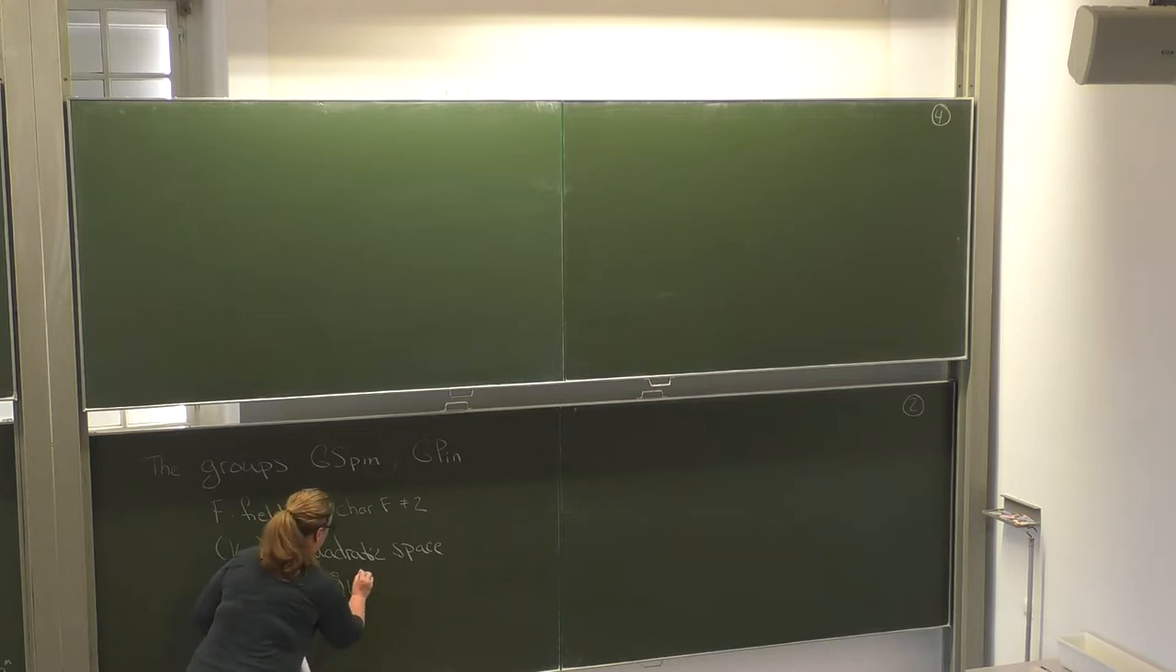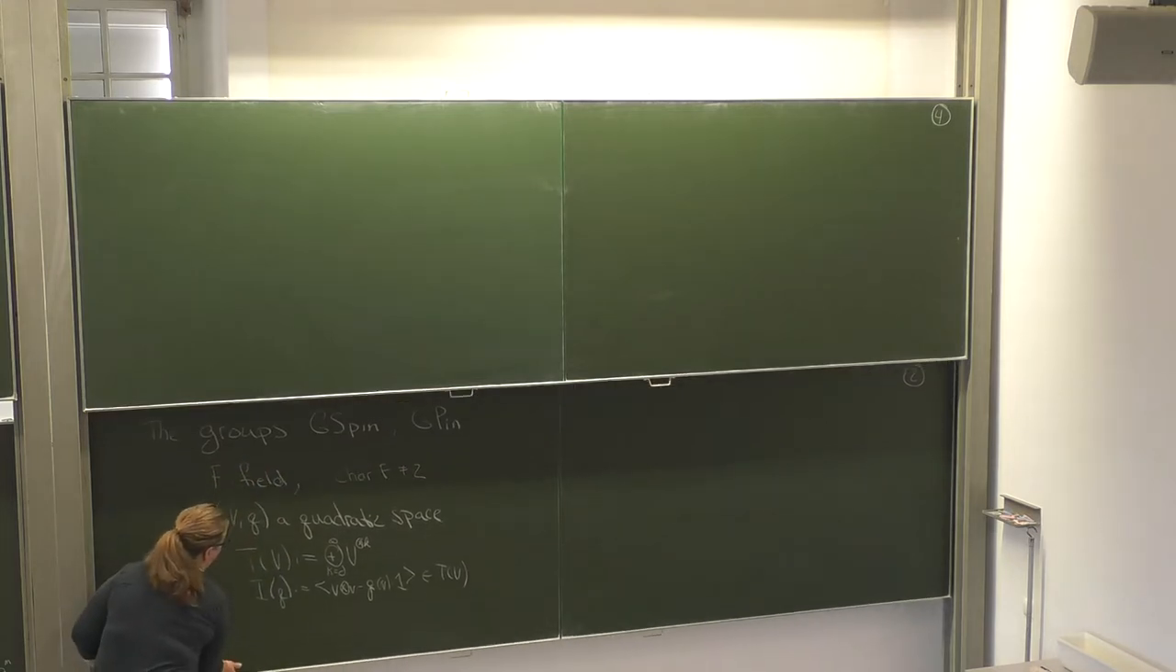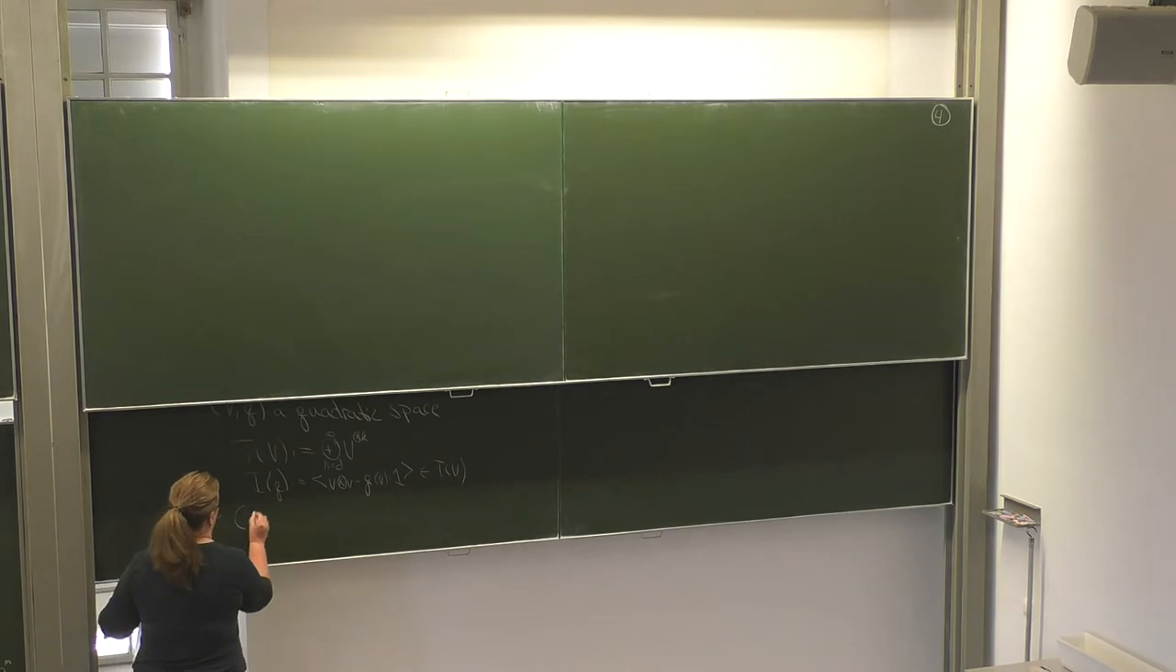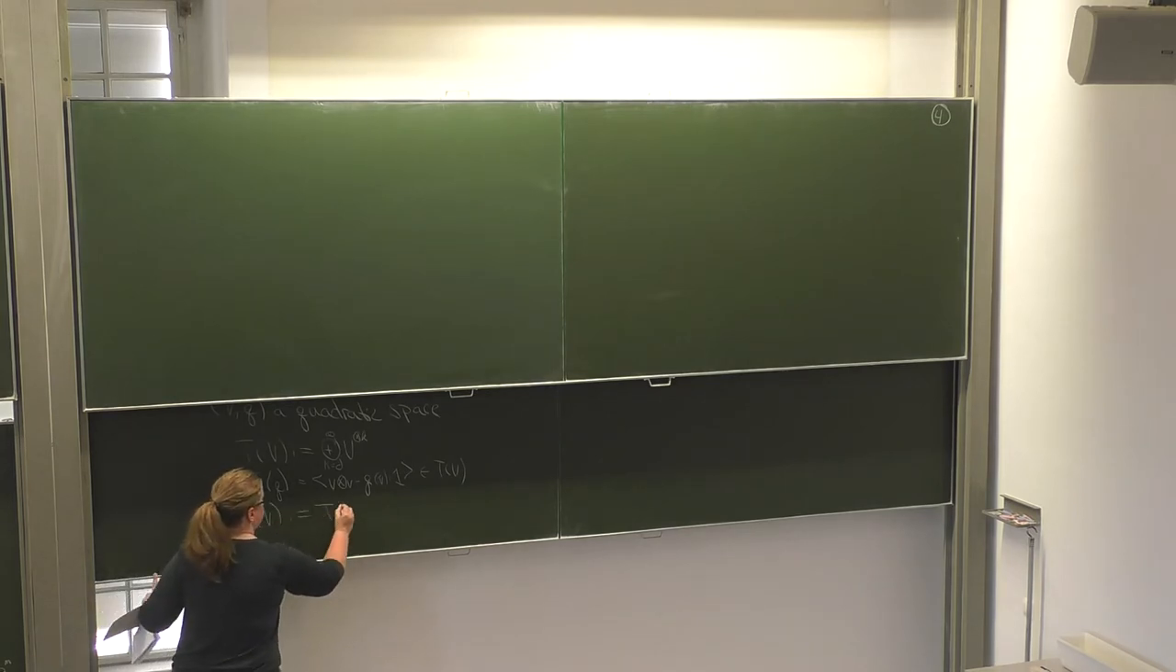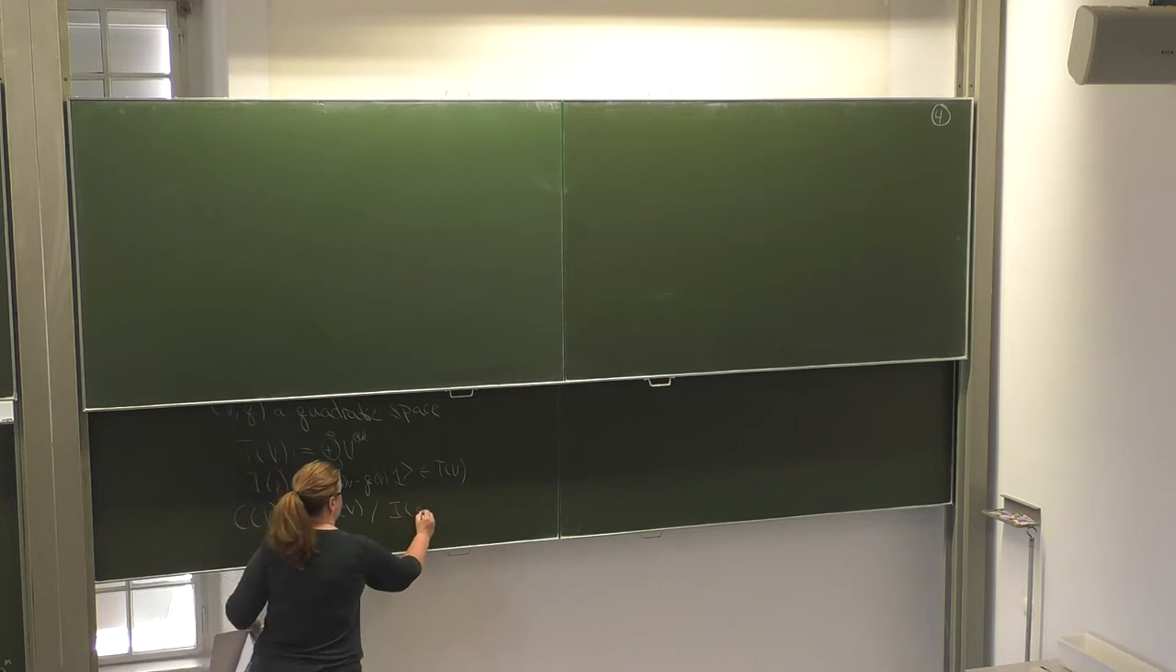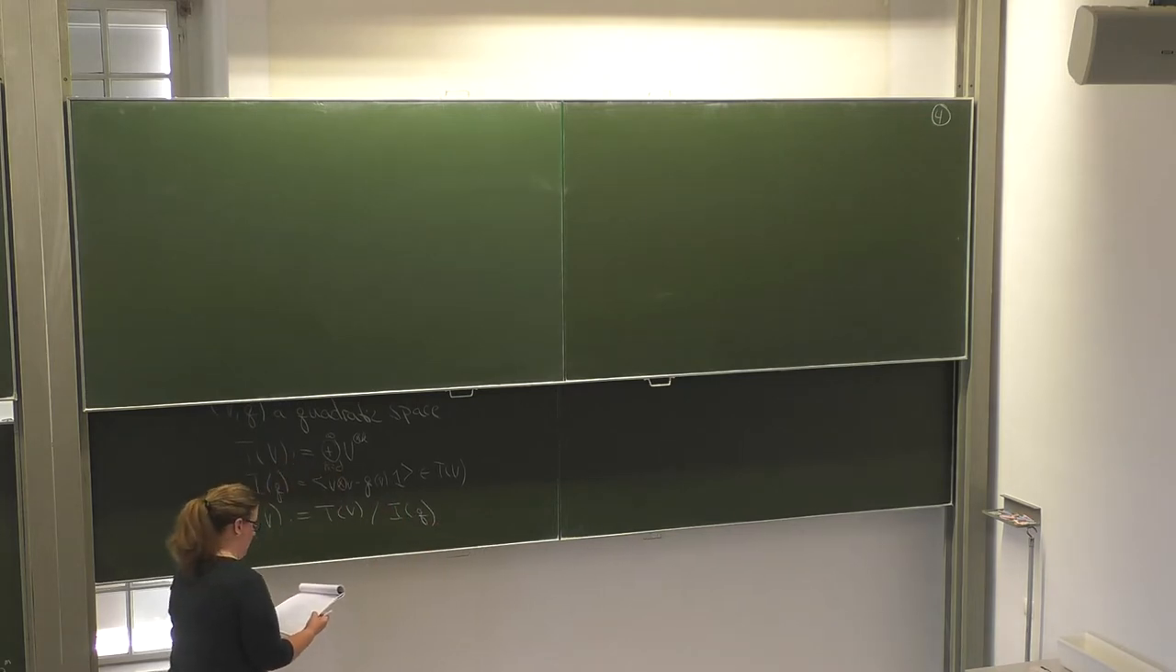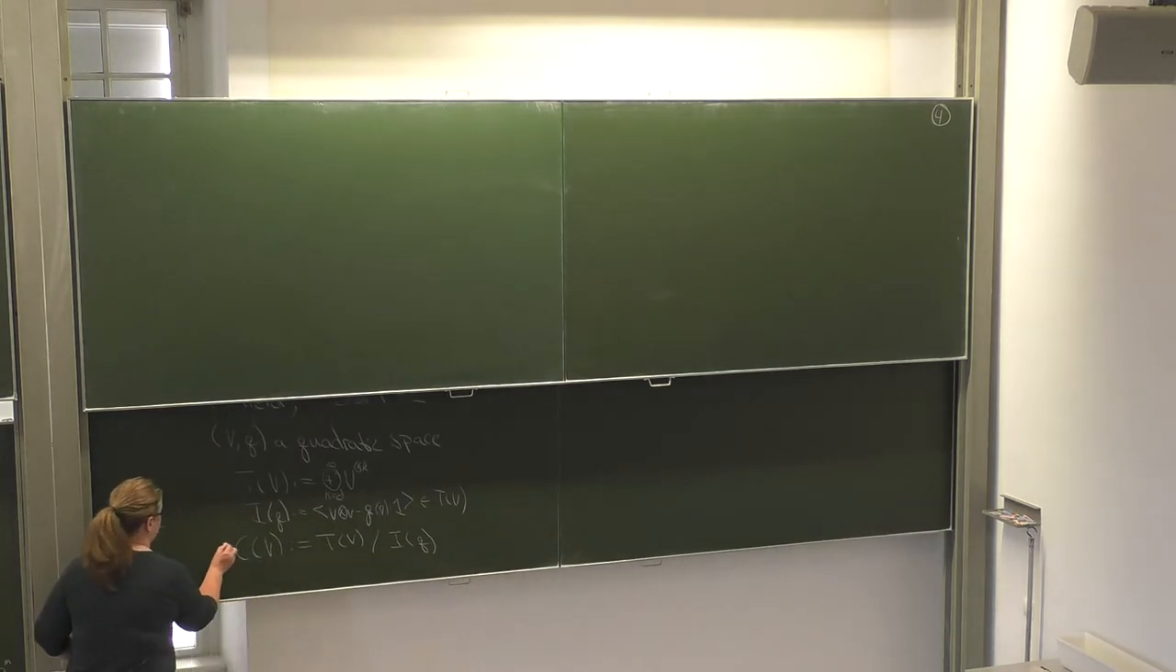First, we have a tensor algebra. It looks like this: F direct sum V, direct sum V tensor V, and so forth, and a two-sided ideal generated by v tensor v minus Q(v) times 1, for v in V, in our tensor algebra. And then with this, we can define the full Clifford algebra, which is just the tensor algebra modded out by this two-sided ideal. And so this is called the Clifford algebra.